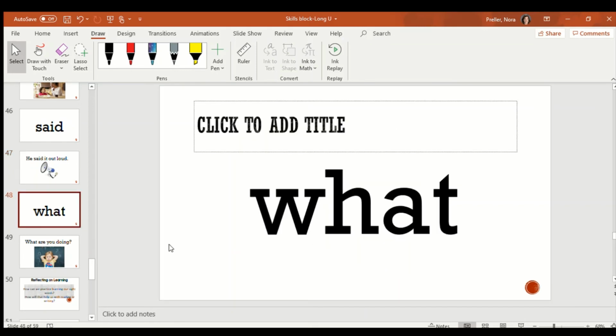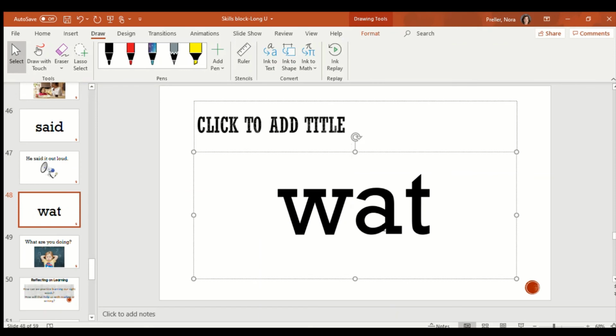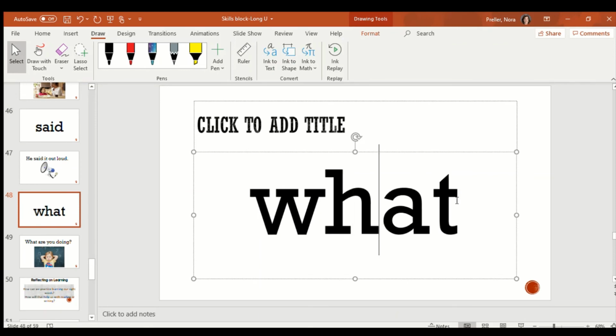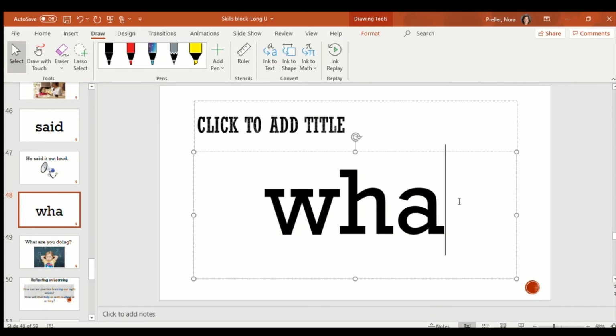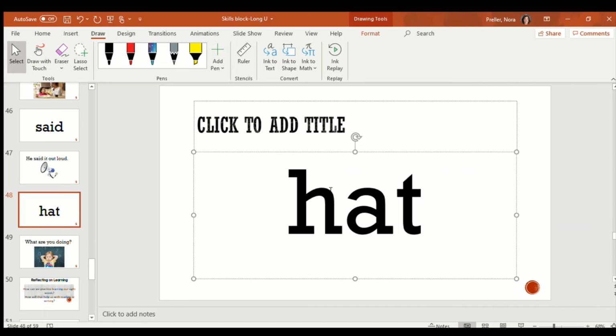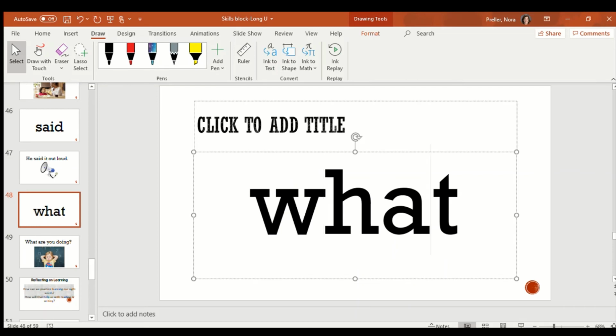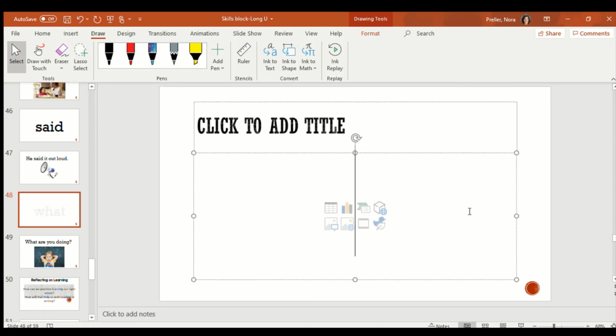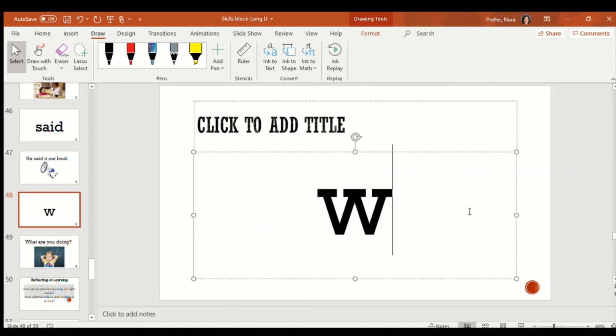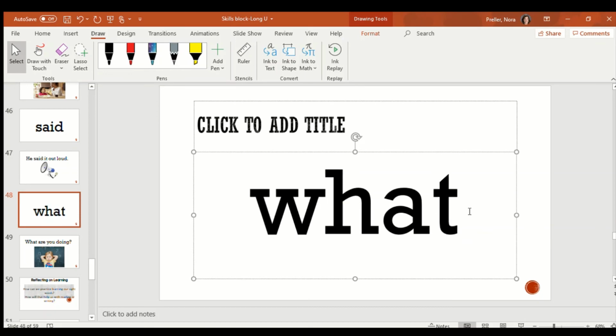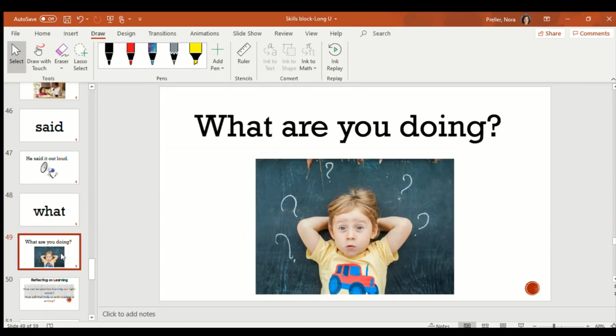Here's our next word. Do you know what it says? What. What is spelled W-H-A-T. What. Let's play Mix It, Fix It. I'm going to make a letter disappear. What's missing? H. What's missing? T. What's missing? W. What's missing? A. Let's erase what and you tell me how to spell it. W-H-A-T. What.